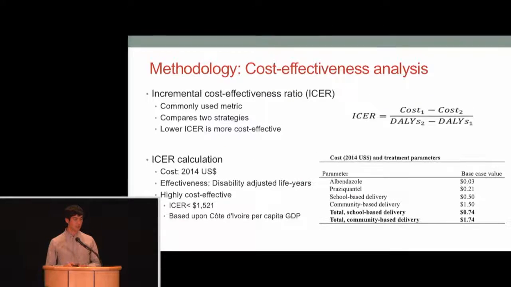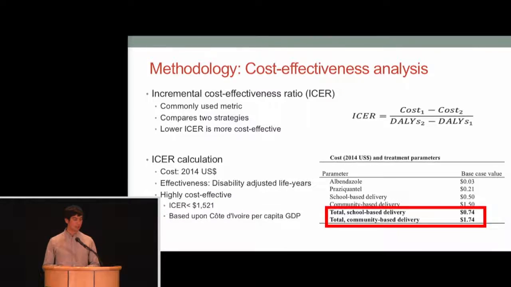For cost effectiveness, we follow this. We use the incremental cost effectiveness ratio, which is the common measure used in cost effectiveness, where we compare two strategies, and the lower this ratio or ICER is, the more cost effective. And we use US dollars and disability adjusted life years, which is a common quality of life measure, and follow just convention for this calculation.